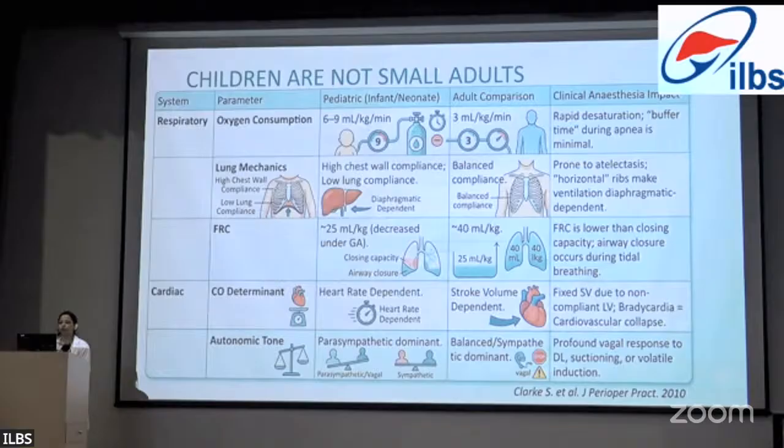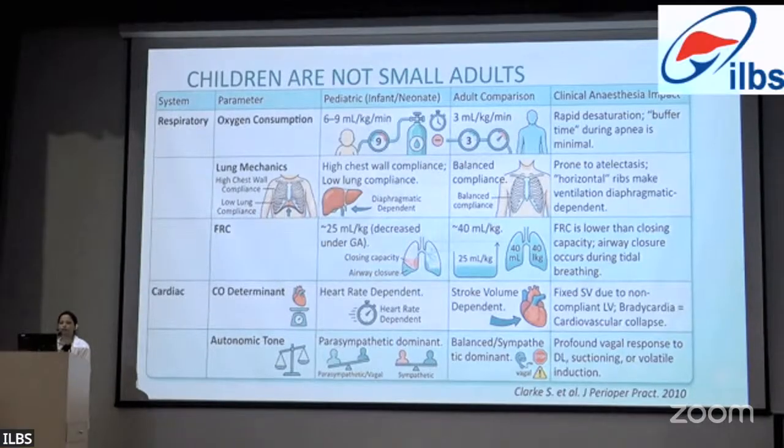So children are not small adults. They are quite different in all the systems. I'll be discussing mostly the respiratory and cardiac differences. Their oxygen consumption is quite high, that is 6 to 9 ml per kg per minute as compared to adults, which is only 3 ml per kg per minute, which causes rapid desaturation as there is very low buffer time during apnea. Their lung mechanics is also different.